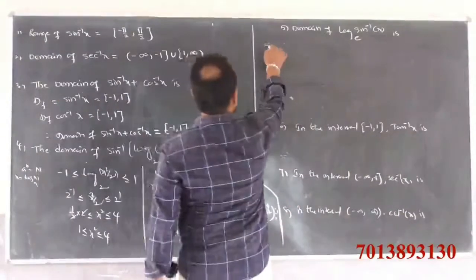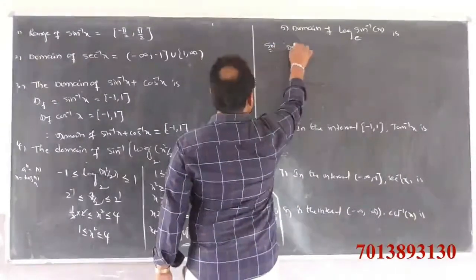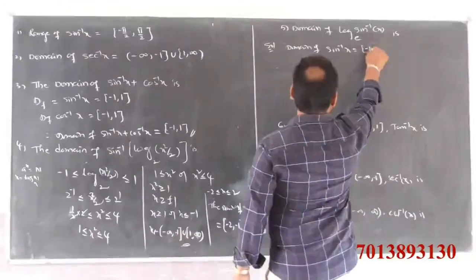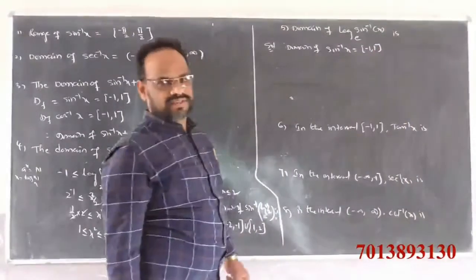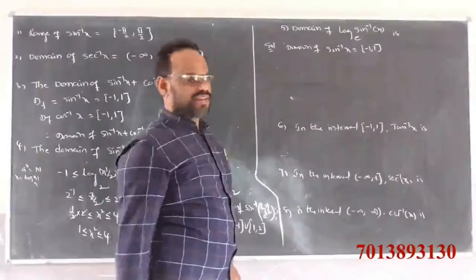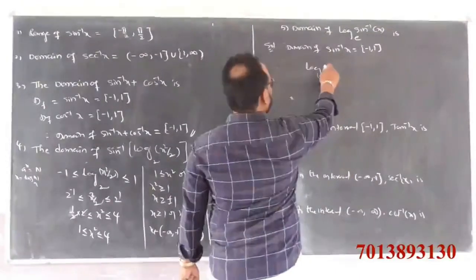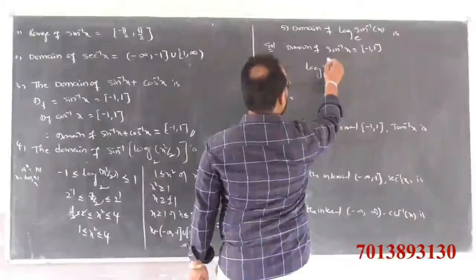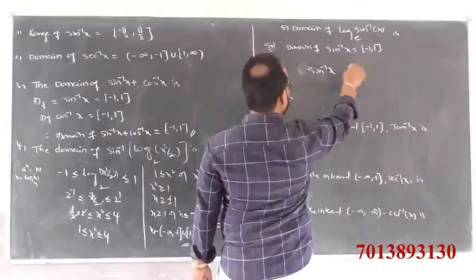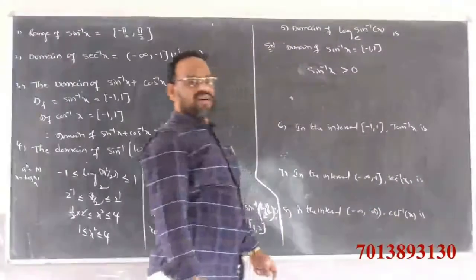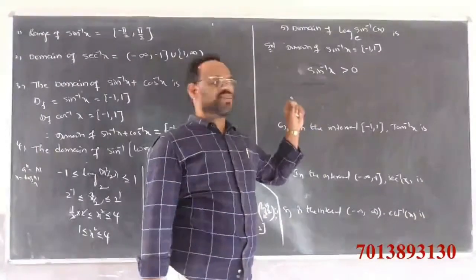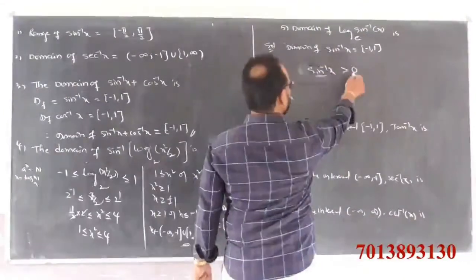How do we know that? The domain of sine inverse x is clearly minus 1 to plus 1. But here, the logarithmic function is there, so sine inverse x is always greater than 0. Always. Why? Because logarithmic functions do not exist for negative numbers. So sine inverse x values are always greater than 0.